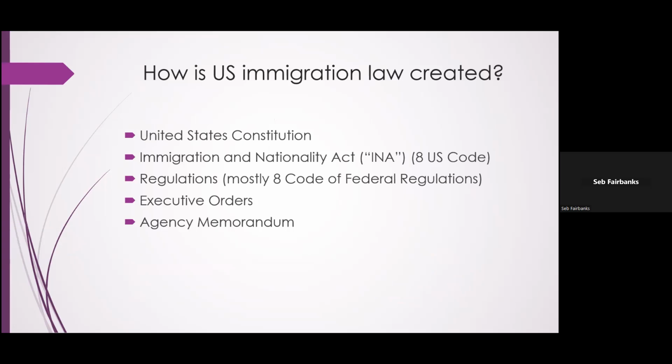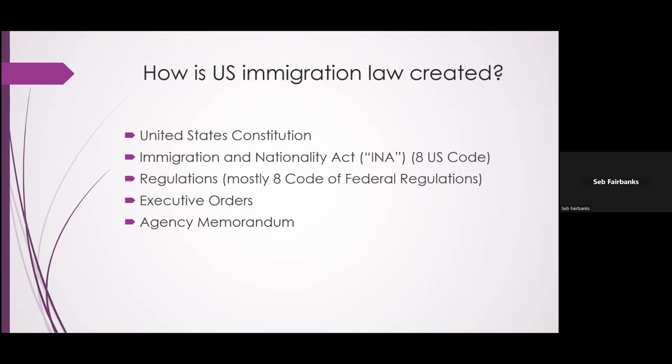Okay, so first we're going to go over how U.S. immigration law is even created. Where do we derive immigration laws from? There's a few different places. The first one is the United States Constitution. We get some of our laws that we have to abide by from the Constitution. We also get some of our rules from the Immigration and Nationality Act, sometimes known as INA, the abbreviation of the title of it. We get some from federal regulations. Some of our laws come that way.